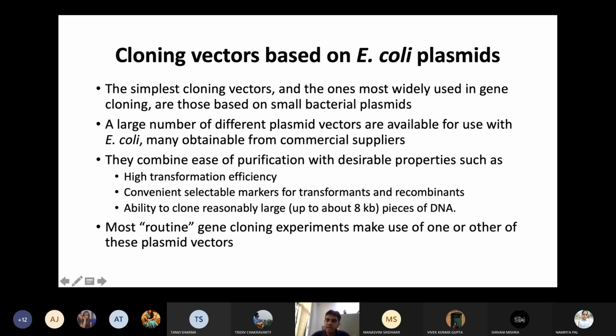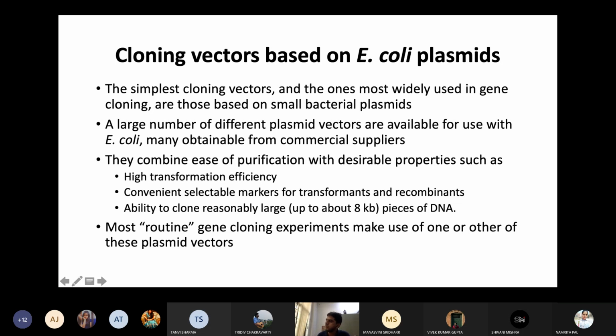Size is inversely related to the transformation efficiency. So if your vector plus product is going to be larger in size, transformation efficiency is going to be low. It means you need a large amount of your DNA to transform, and even then chances are that no transformation occurs.